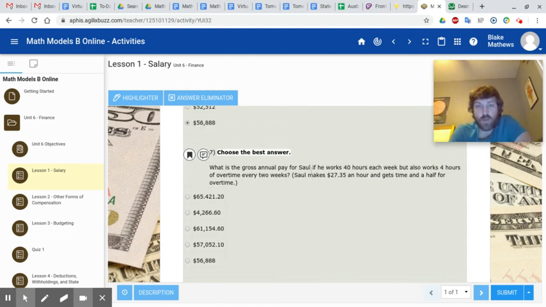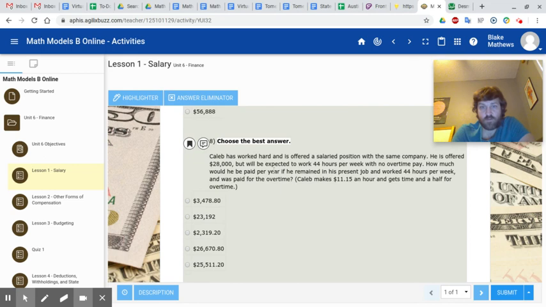What's the gross annual pay? Again, gross annual pay. So you need to calculate the weekly pay, which is going to be this times 40 plus the overtime. So do what you did in the previous problems. Find the amount for each week, which is going to be 40 hours of regular, 4 hours of overtime. Get a number for the weeks and multiply that answer times 52. And that's going to give you the annual pay.